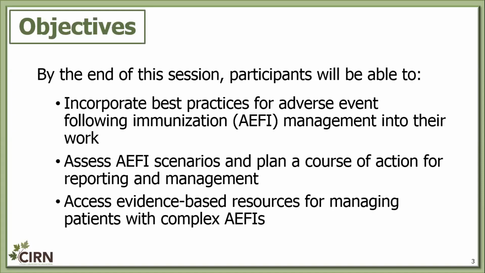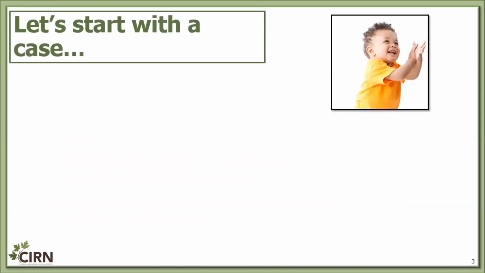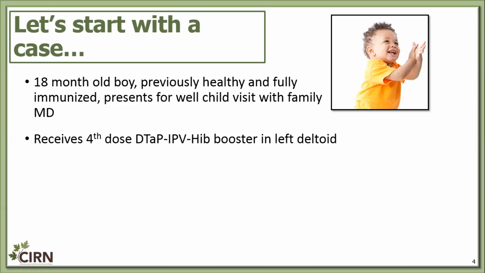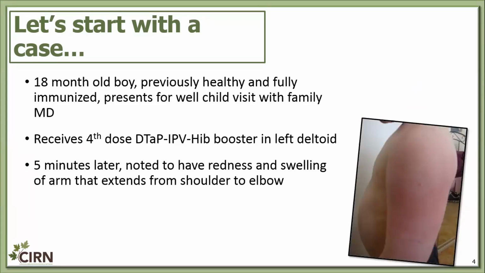So I thought we could start with a case, which is probably something many of you have encountered before in your work. An 18-month-old boy who was previously healthy, fully immunized, presented for his routine well-child visit with his family physician, and was given his 4th dose of diphtheria, tetanus, pertussis, polio, and Haemophilus influenzae type B booster in his left deltoid. A few minutes later, they started to notice development of erythema and swelling of his arm around the injection site that eventually extended from shoulder to elbow, as shown in the picture here.